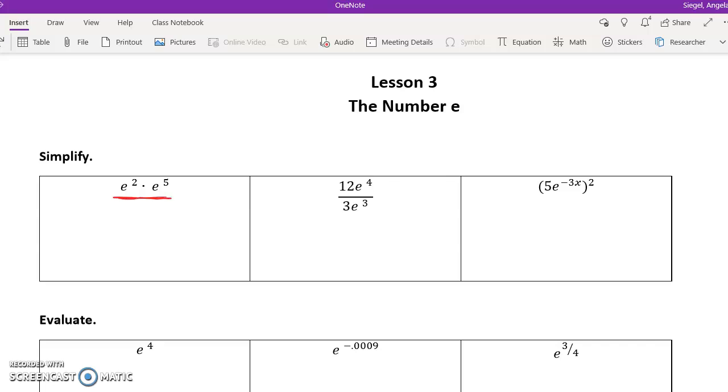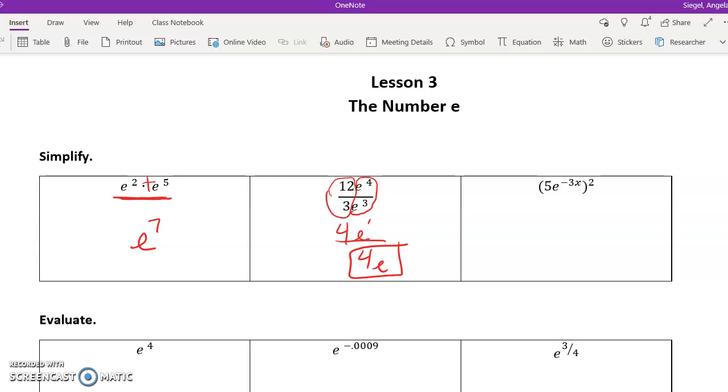So basically we're just talking about exponent rules. I'm just going to do e to the 5 plus 2 power, so e to the 7th power. When you're simplifying, just think of those exponent rules. 12 divided by 3 is 4. And then I have 4 e's on top and 3 e's on bottom, so I have 1 e on top. My final answer would just be 4e.